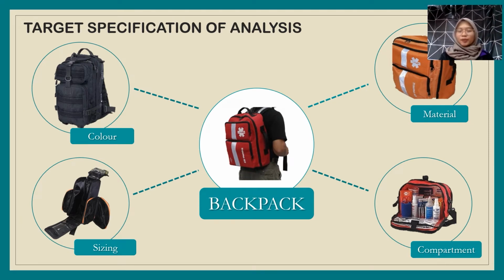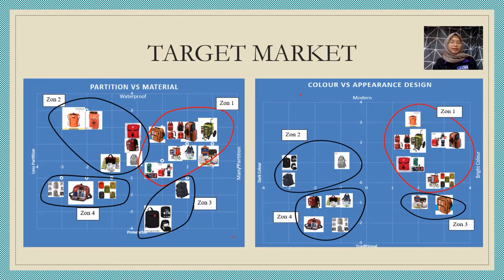Next, target specification of analysis. In this part, we searched almost 20 products as a team. What we can conclude in this part is that the colors cannot glow in the dark, the material is not waterproof, the partitions are very limited, and lastly, the sizing is not suitable. From the target specification of analysis, we can do our target market.